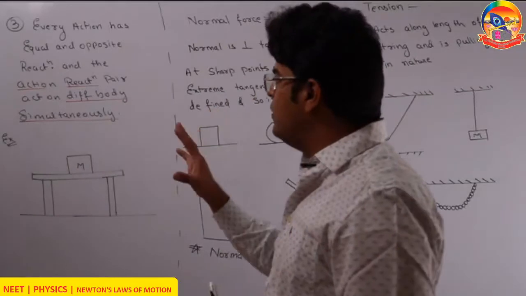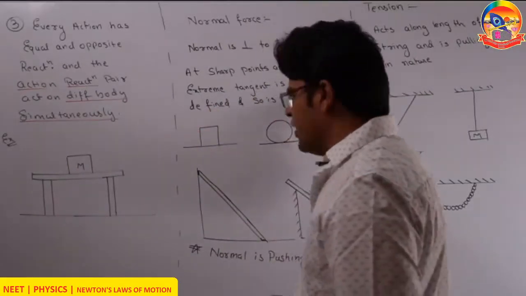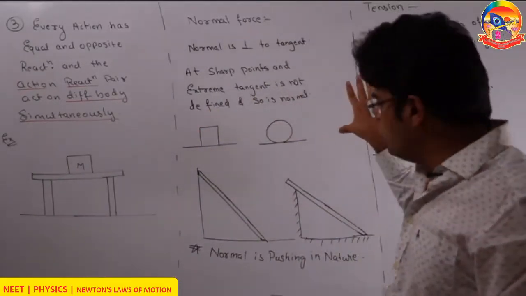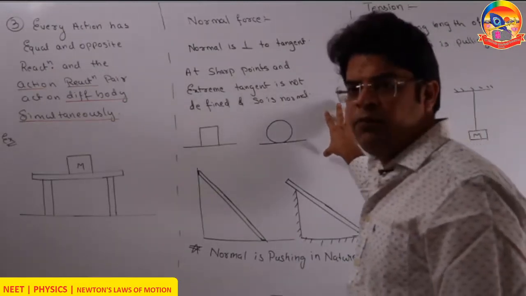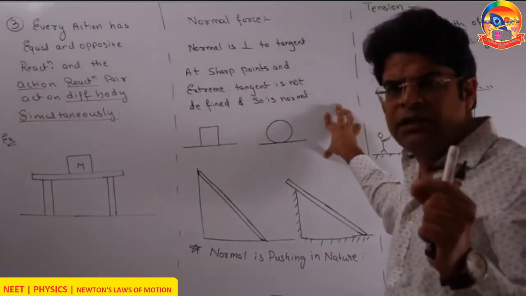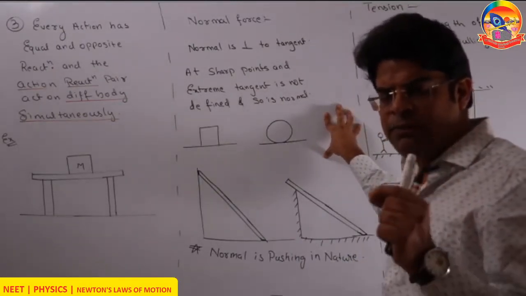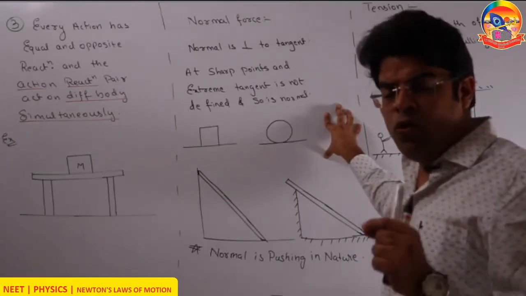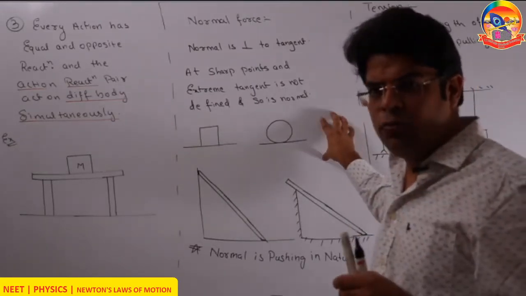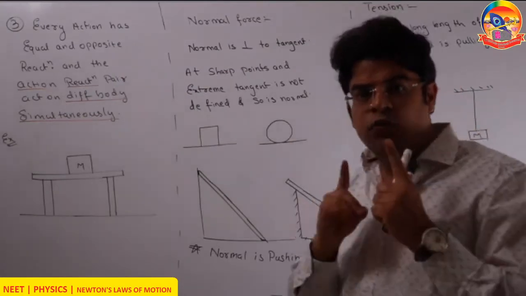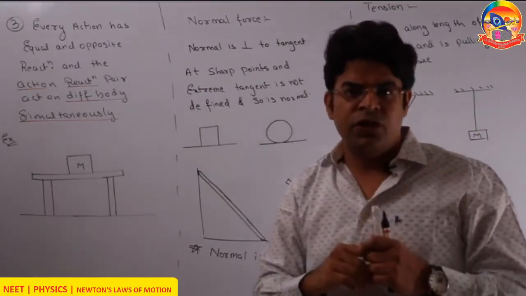Now, what does it mean? If I start pushing this board, as soon as my hand starts applying some force on the board, at the same instant, the board starts applying some force on my hand. Who applies force first? My hand on the board or the board on my hand? The two forces act simultaneously. So which one is action?